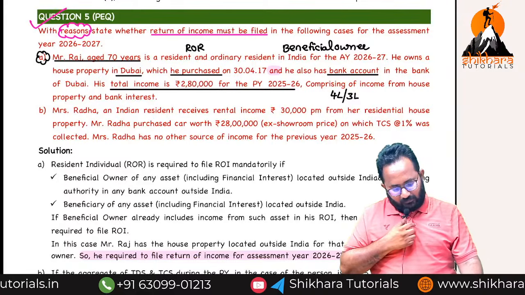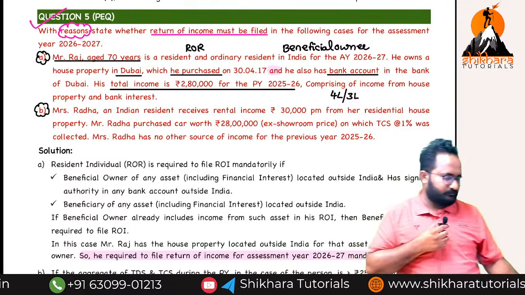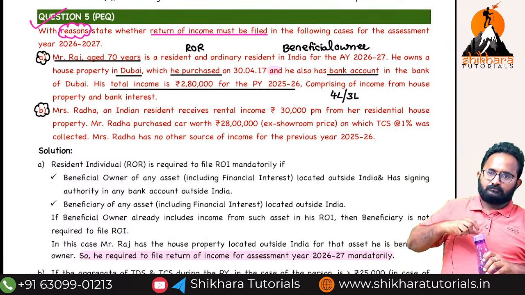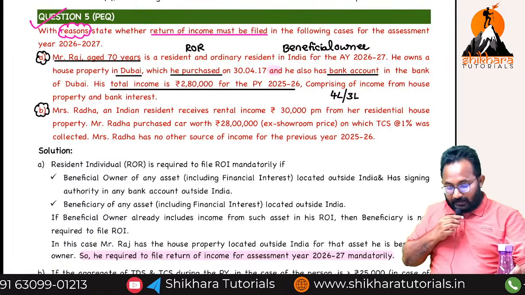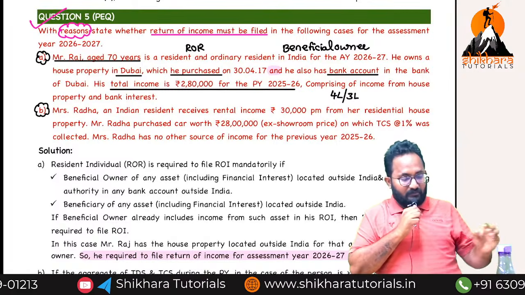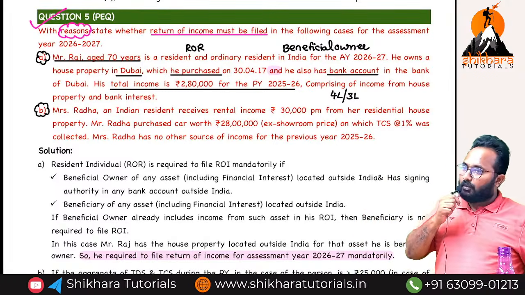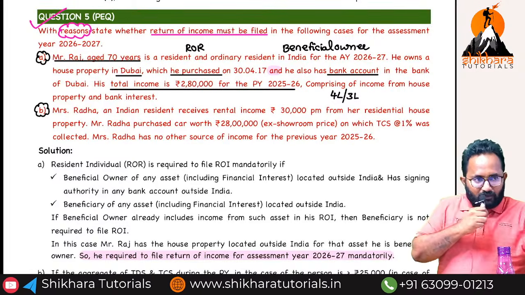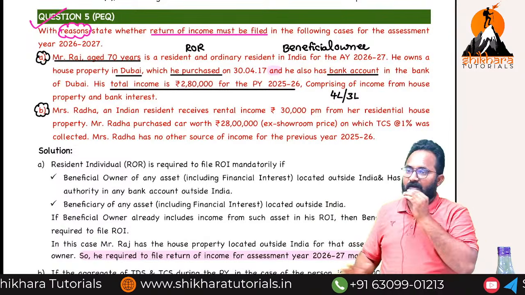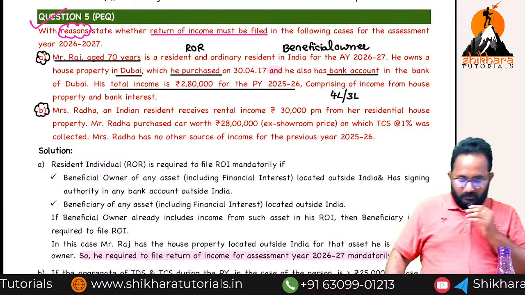Now the second question, you can check and tell me, which case? For that bank account he doesn't have signing authority, that's okay. But for that asset in this question, is he a beneficiary or beneficial owner? Beneficial owner. Why? He only purchased that house. He is the one paying the consideration for acquisition of that asset. That's why he is a beneficial owner. Next one.